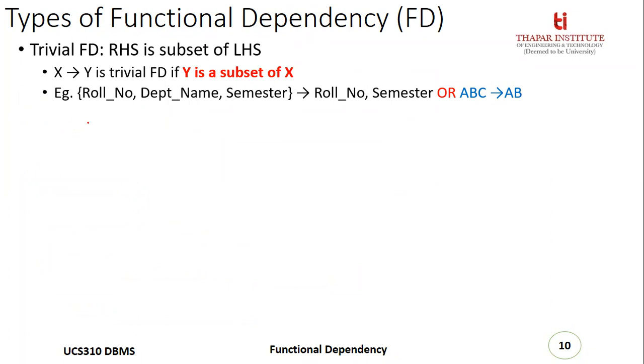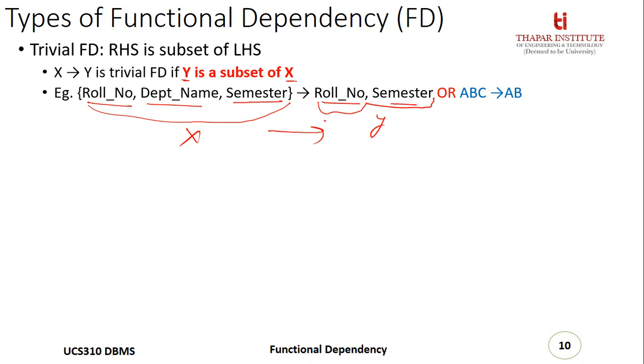Trivial FDs are the FDs like X tends to Y. It means X is determining Y. So this dependency will be called a trivial dependency if Y is a subset of X. For example, here you can see this whole set will be considered as X and this is considered as Y. So here you can see in the X there are three attributes, one attribute, second attribute, third attribute. But in the Y there are two attributes.